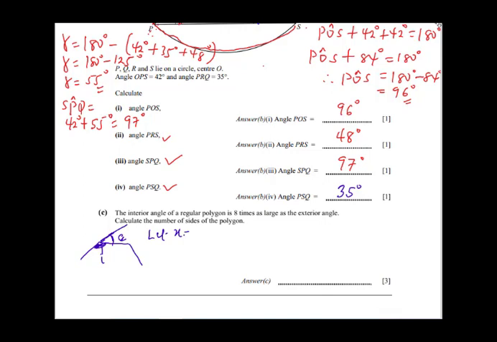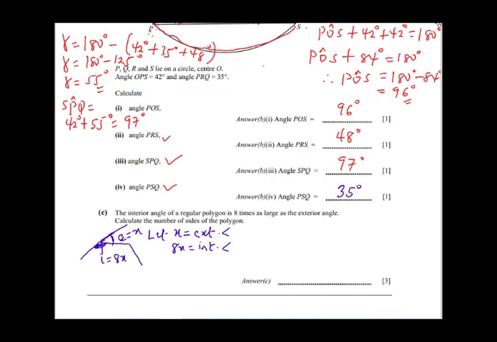x be the exterior angle. So if x is the exterior angle, the interior angle is 8 times as large, so it means that the interior angle must be 8x. So 8x equals the interior angle. I think that's clear. That's the first thing.